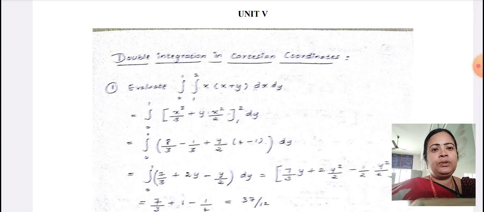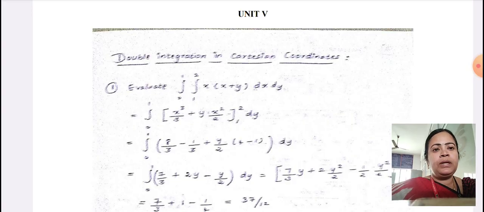So which is equal to, first let us evaluate the inner integral, that is integral 0 to 1. When you multiply x into x, you get x square, and plus x into y is xy dx dy. So you have to integrate x square with respect to x and xy also with respect to x. So when you integrate x square, you get x cube by 3 plus y into, when you integrate x, you get x square by 2, and the limit is from 1 to 2 into dy.